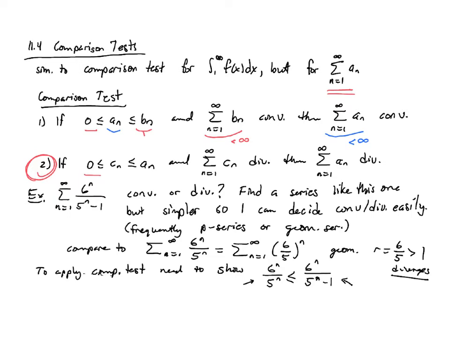And once you boil it down to this situation, let me switch to the next page. We know that 6 to the n over 5 to the n is actually strictly less than 6 to the n over 5 to the n minus 1, because when you decrease the denominator by subtracting 1, you end up with a larger quotient.